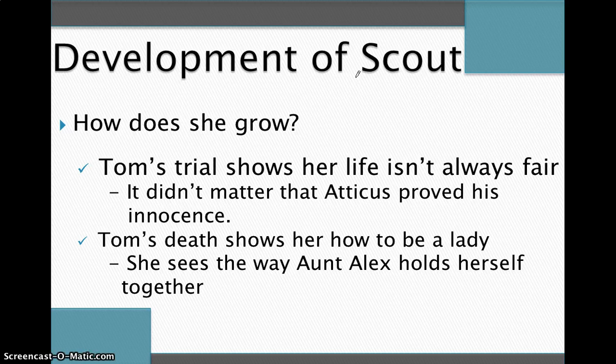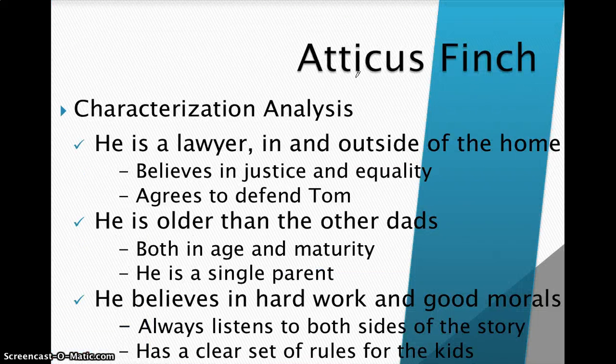This development is key in Scout's maturity because as we grow up, we have to learn how to handle our emotions better. As I said before, these are only 2 pieces of many examples of Scout's development throughout the book. We'll get more practice with development later, but for now, let's move on to our next character. This time we're going to be looking at Atticus.